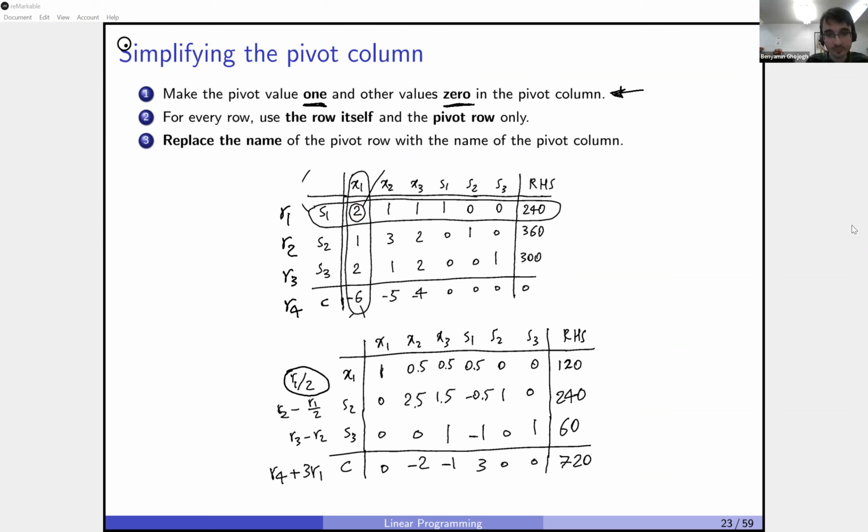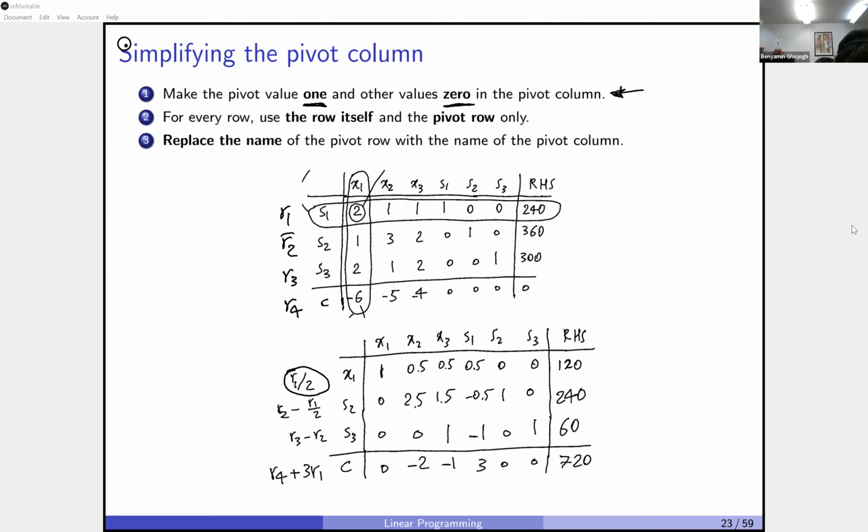So this is what I have done. Divide every value of this row by 2. 2 divided by 2 becomes 1. 1 divided by 2 becomes half, half, half. 0 divided by 2 becomes 0, 0. 240 divided by 2 becomes 120. Right? What I'm doing is called elementary row operations. As you see, you are doing calculations by rows in order to make this 1 and the other one 0. So now you have R2.